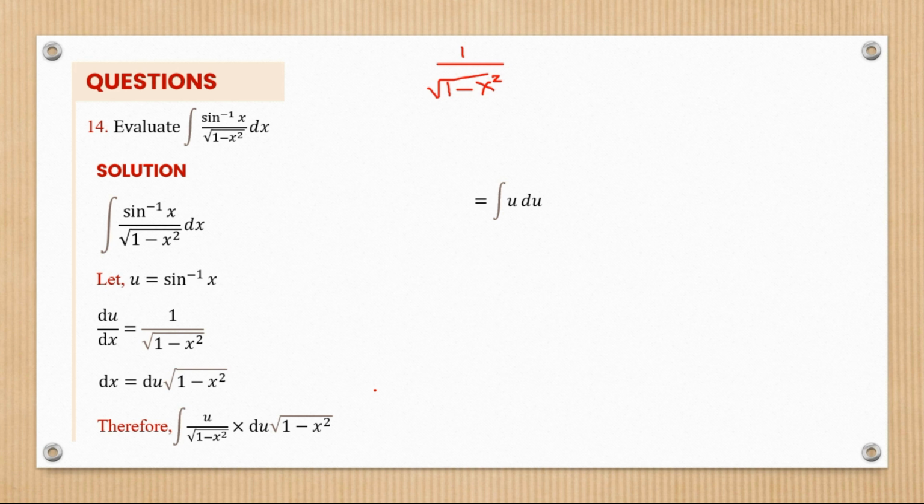So now we're finding the integral of u du, which is equal to a half u squared plus c. But remember that u is sine inverse of x, so therefore we plug that back in and we'll have a half into bracket sine inverse of x, square that bracket, plus c, and that is the answer to this question.